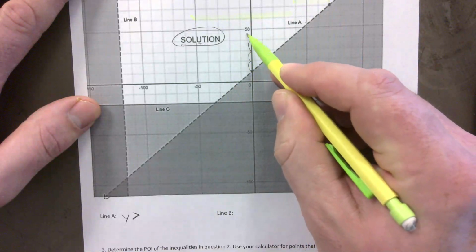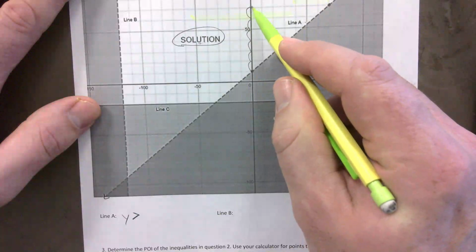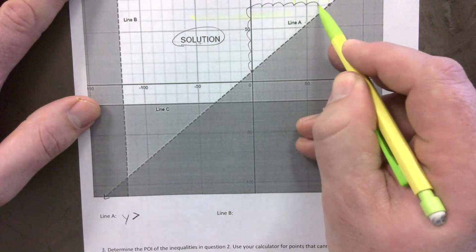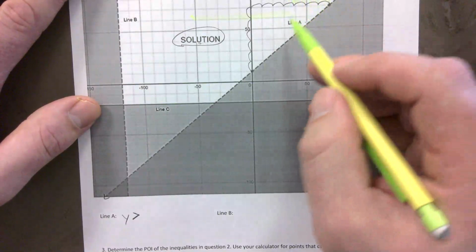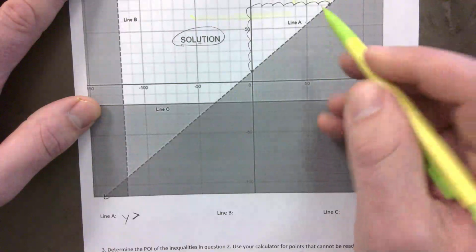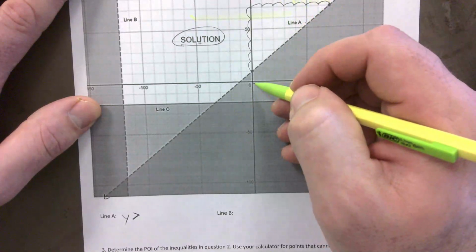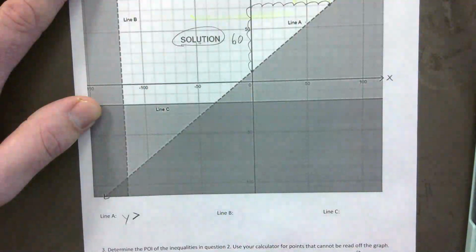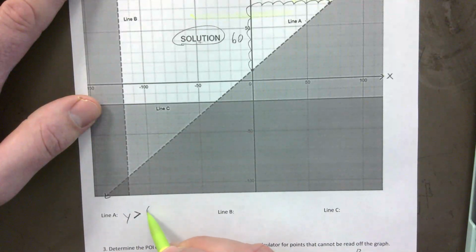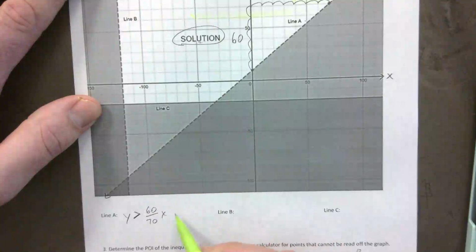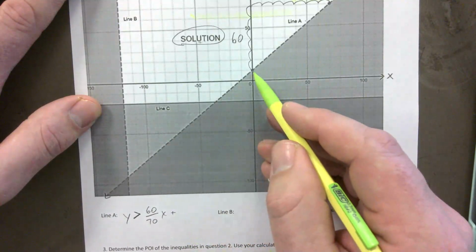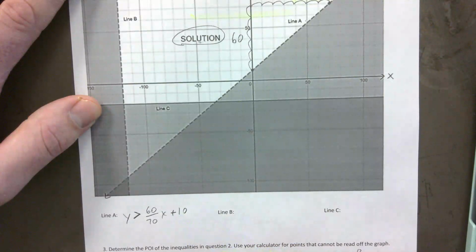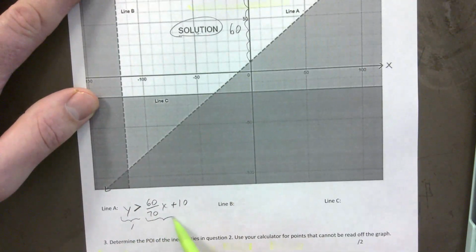So 1, 2, 3, 4, 5, 6. 1, 2, 3, 4, 5, 6, 7. Actually, it's 70, right? Did you catch that? 70. And 1, 2, 3, 4, 5, 6, 60. If you went 6/7, you're actually okay because you're reducing the fraction, right? But technically 60/70x plus 10, right? It's going through 10. So that gives you, I'll give you 2 marks again. 1 mark for the first part, 1 mark for the second part.